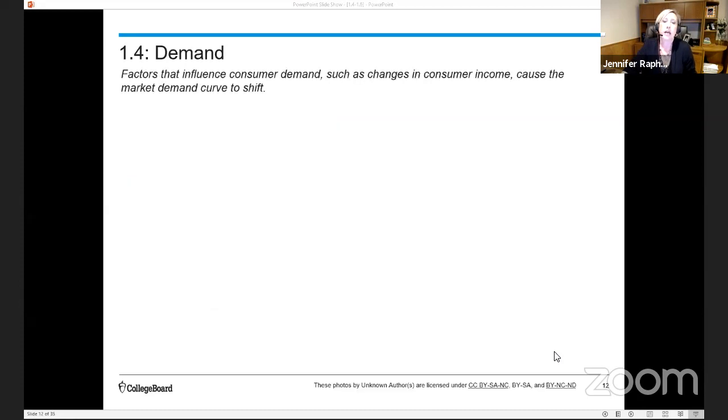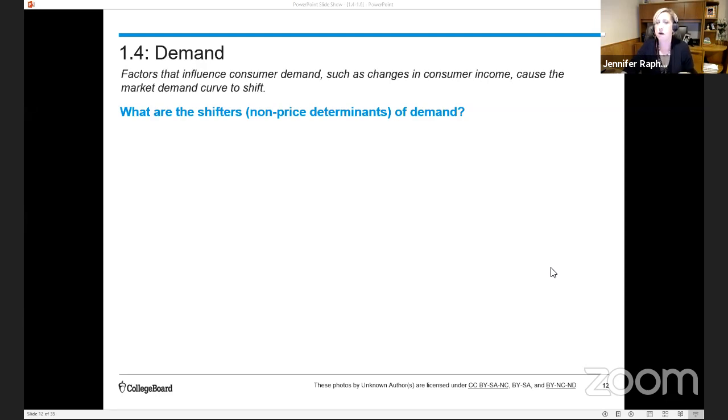Another thing you want to understand is that factors that influence consumer demand, such as changes in income, cause the market demand curve to shift. I am sure you remember learning in your class about the shifters of demand. They're also called the non-price determinants of demand.